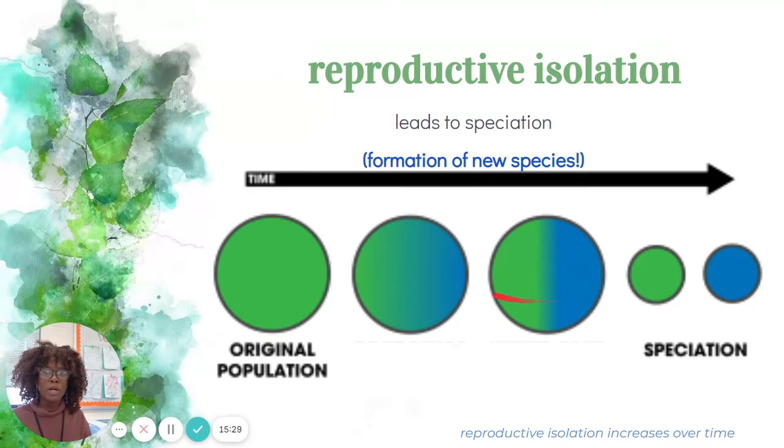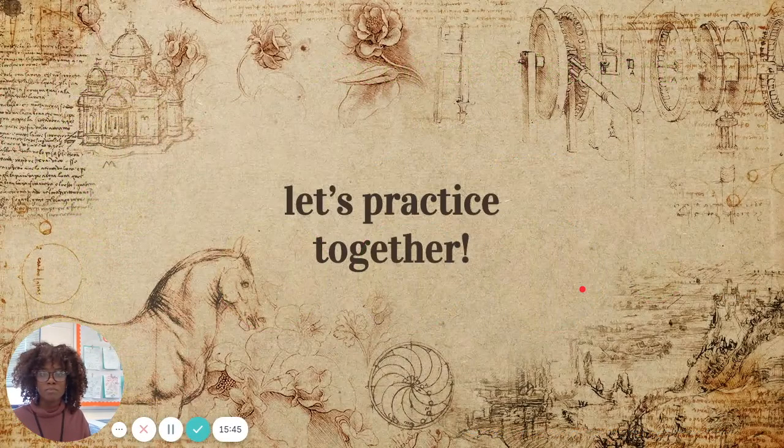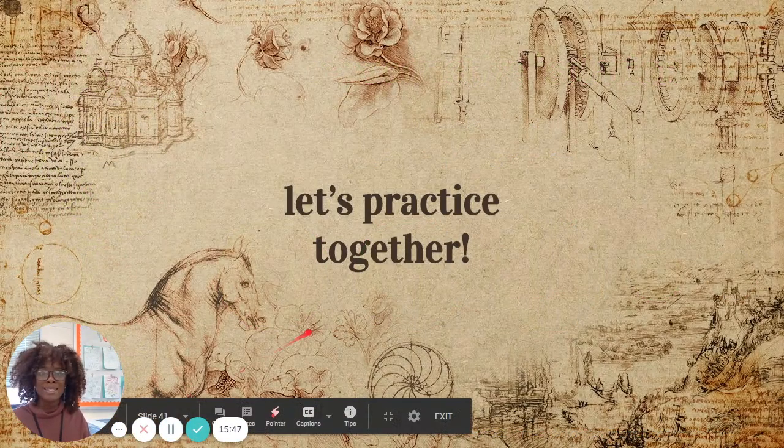Okay, reproductive isolation. Notice this arrow right here, it happens over time. So we start off with one population, we begin to see some differences, we begin to see some very clear differences, and then once they can no longer mate with each other, they're said to be different species. Okay, so let's practice some together.